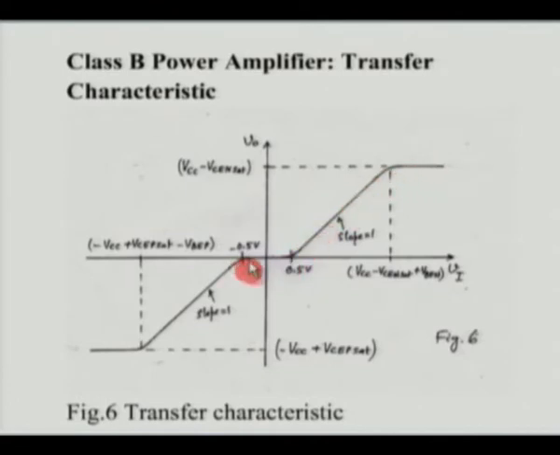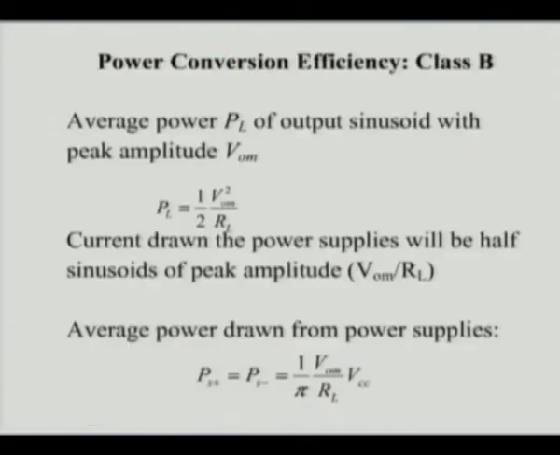Coming to the negative side, the PNP transistor can conduct only when the input goes below minus 0.5, and once the input is below minus 0.5, you have an emitter follower again in action, and the slope will be unity. Again you have a negative limit there, which would be minus VCC plus VC P sat. This P stands for the PNP, the saturation voltage of the PNP transistor.